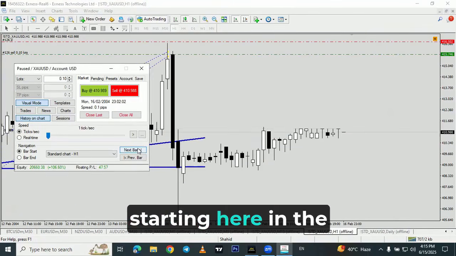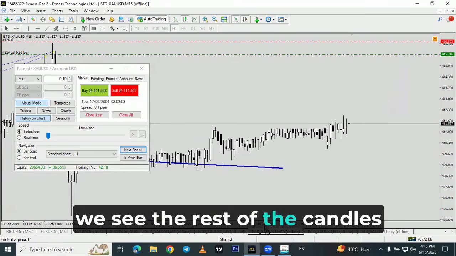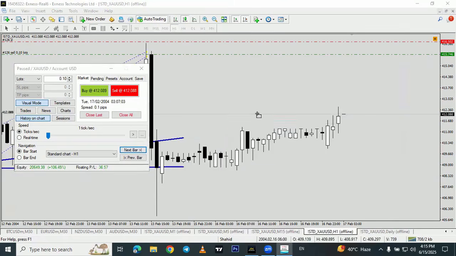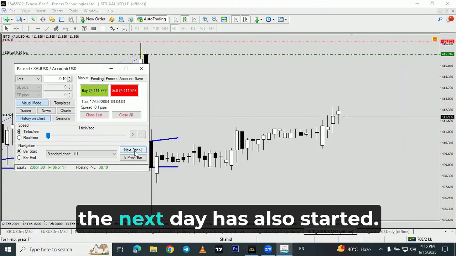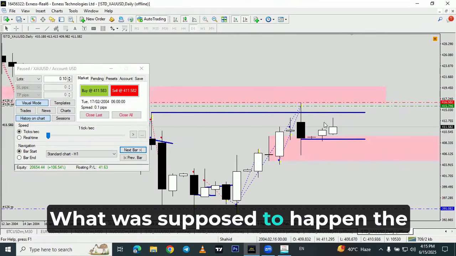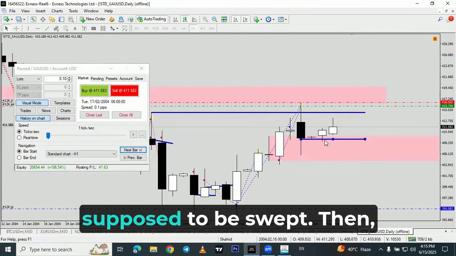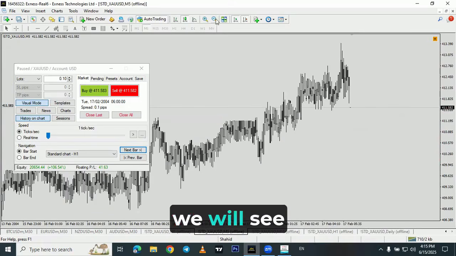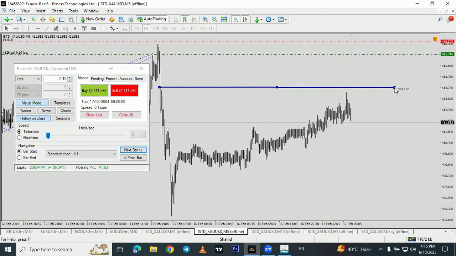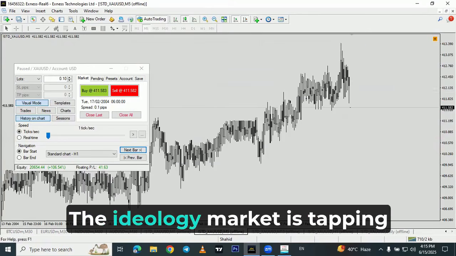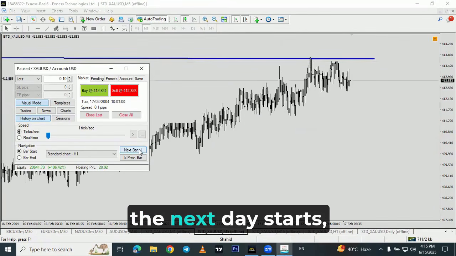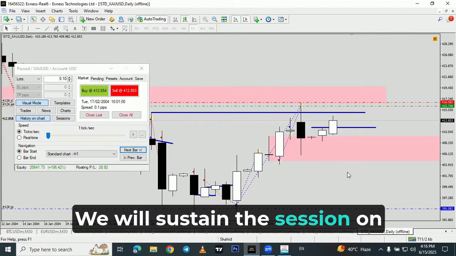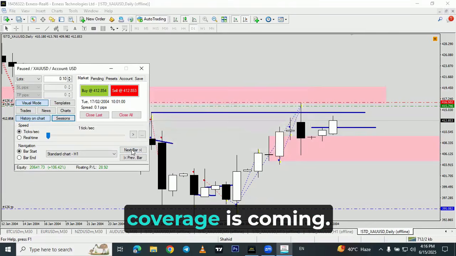So let's see, starting here in the 15 minute, we see the rest of the candles are also rejecting. If you look at the daily, the next day has also started. What was supposed to happen the next day was that this high was supposed to be swept. Then if it was to sell, we had marked our last point here. So up to here, we will see what the market does today. The market is tapping into this. Look, the next day starts and we see if it survives on this. We will sustain the session on our New York week. Here there is coverage. Coverage is coming.